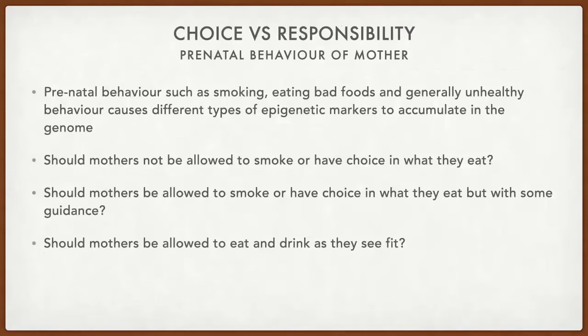So prenatal behavior such as smoking, eating bad foods, and generally unhealthy behavior cause different types of epigenetic markers to accumulate in the genome. Should mothers not be allowed to smoke or have choice in what they eat? Should mothers be allowed to smoke or have choice in what they eat, but with some guidance? Or should mothers be allowed to eat and drink as they see fit when they are pregnant with their baby?